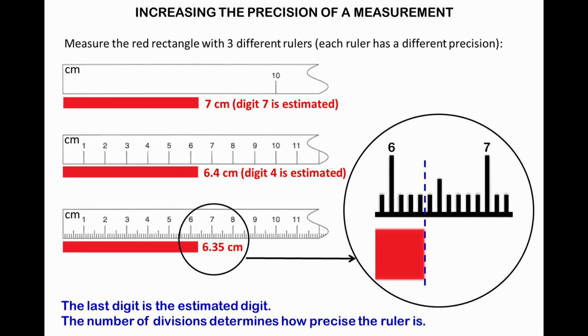The middle ruler has centimeter divisions. We can determine that the length is between 6 and 7 centimeters, so a possible estimate is 6.4 centimeters. The bottom ruler has divisions in millimeters. The length of the rectangle is between 6.3 and 6.4 centimeters, with a possible estimate of 6.35 centimeters. Conclusion: the last digit is the estimated digit. The number of divisions determines how precise the ruler is.